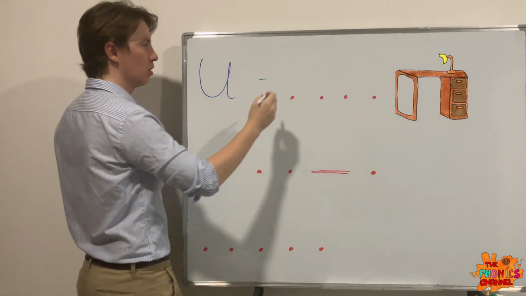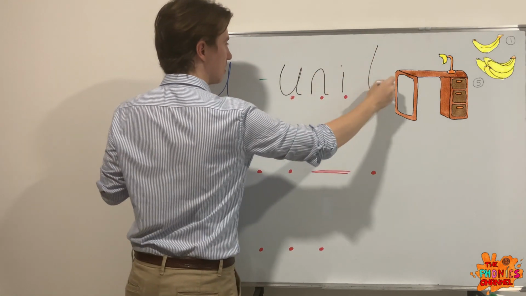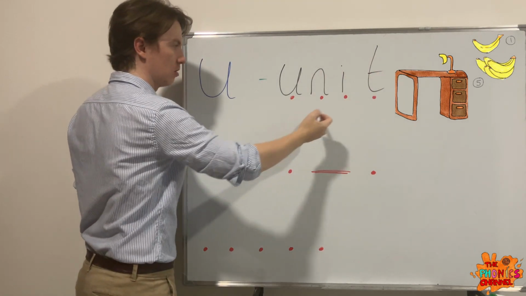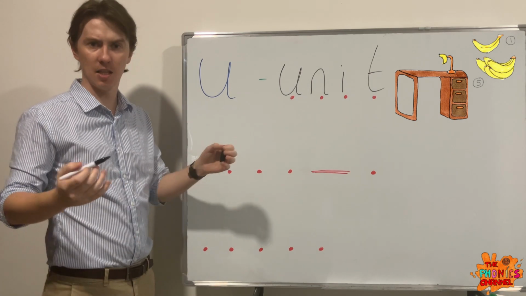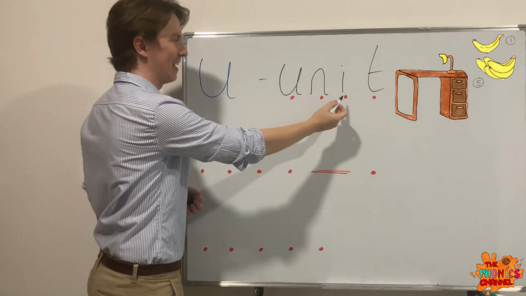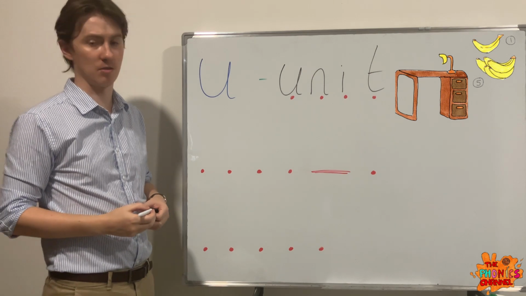Unit. U-N-I-T. Unit. U-N-I-T. Unit. Okay, there is a cabinet unit in the kitchen, you could say. U-N-I-T. Unit. 4 letters, 4 sounds.